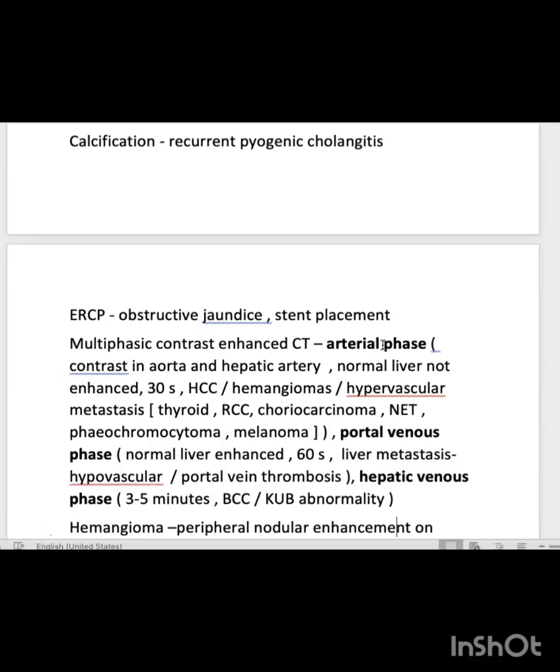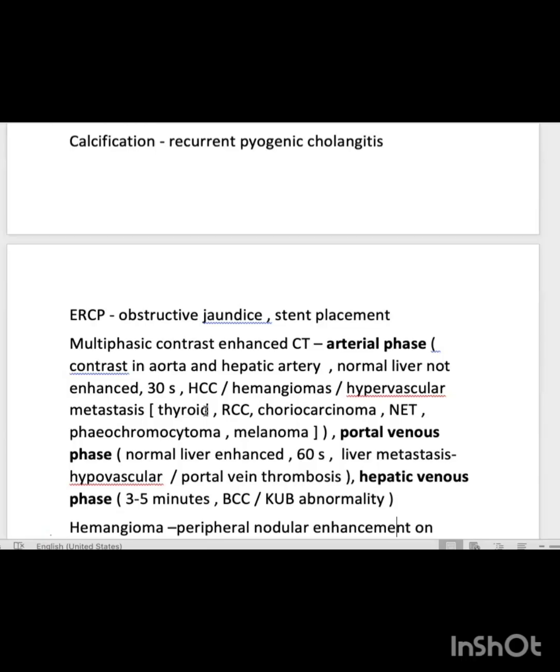So what is arterial phase? When you can also see contrast in aorta and hepatic artery. So during arterial phase, normal liver does not enhance. It occurs within 30 seconds of contrast administration. And it is typically informative about hepatocellular cancer, hemangiomas, hypervascular metastasis, which are typically found with thyroid, RCC, choriocarcinoma, neuroendocrine tumors, pheo, and melanoma.